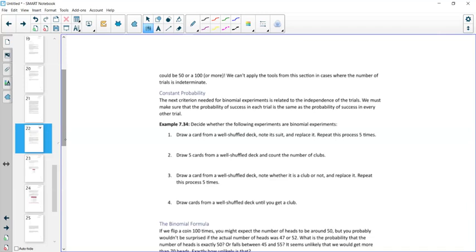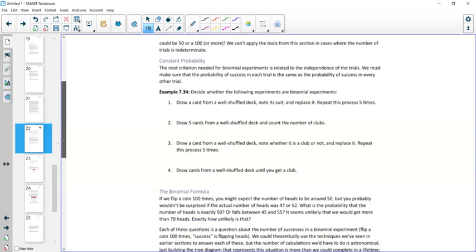Next, we have constant probability. The next criterion needed for binomial experiments is related to the independence of the trials. We must make sure that the probability of success in each trial is the same as the probability of success in every other trial. Now let's look at some examples here and determine, are these experiments binomial?